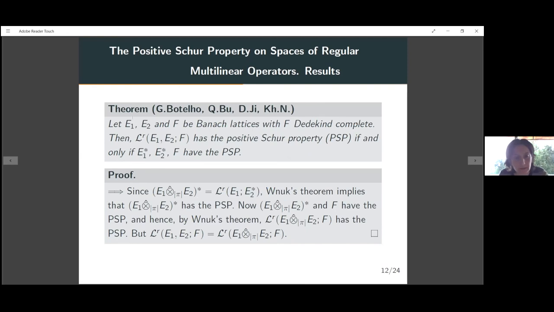The other result I want to give here is the following. We assume that E1, E2, and F are Banach lattices, and F is Dedekind complete. Then the bilinear regular operator space has the positive Schur property if and only if the duals of E1, E2, and F have the PSP. I bring here a quick sketch of the proof.